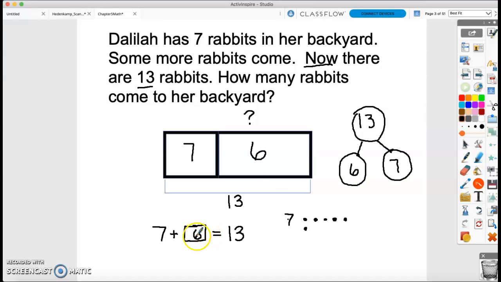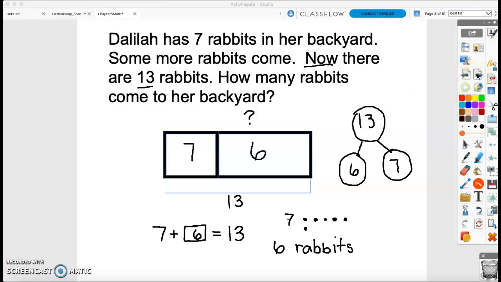There's my answer in my number sentence, but I still have to answer how many rabbits come. So I would have to write 6 rabbits, because we always want to answer the question too.